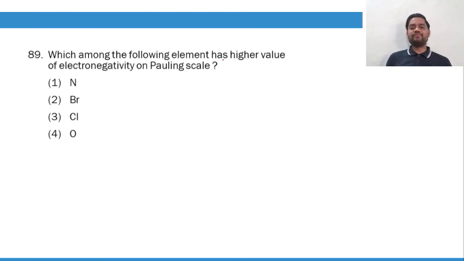Which of the following elements has the higher value of electronegativity on the Pauling scale? If I am not mistaken, fluorine is given as 4. Then after fluorine, what I remember is oxygen at 3.5. Then come nitrogen and chlorine, at around 3, if I am not mistaken. So this has to be the order.